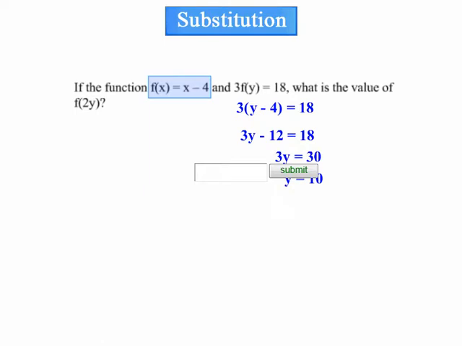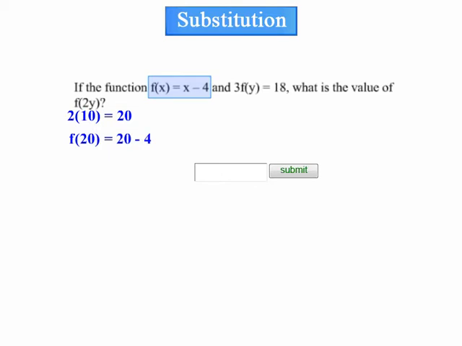But now we want to solve for f of 2y. Well, y is 10. So 2y would be 20. So we're looking for f of 20. Well, f of 20 would be 20 minus 4, because we put it back in that same equation, gives us 16.